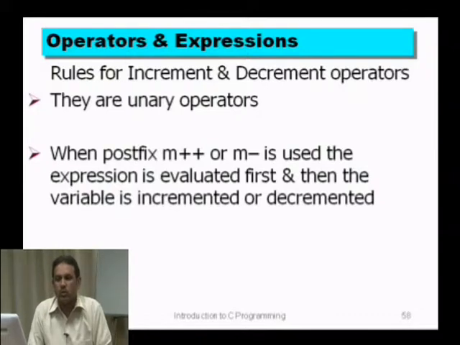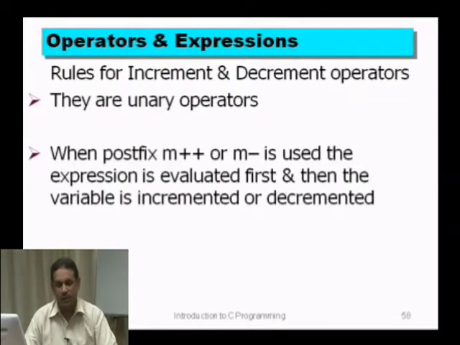Yes. What are the rules for increment and decrement operators? They are unary operators. Unary means you can use them individually. See, a plus b becomes a binary operator. Why? Because there are two variables a and b, and plus is an operator. Where the increment and decrement operators we use individually, m plus plus or j plus plus or k plus plus, k minus minus and so on. So, there is only one variable assigned to the operator.